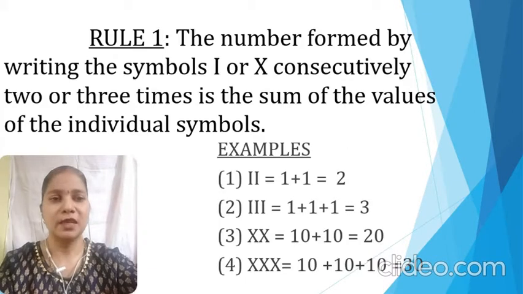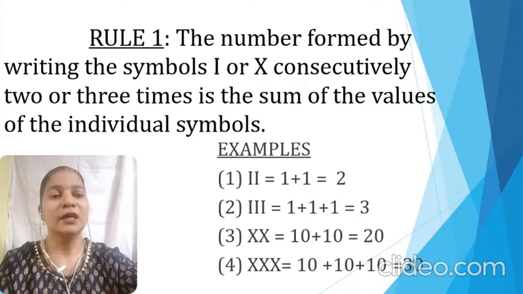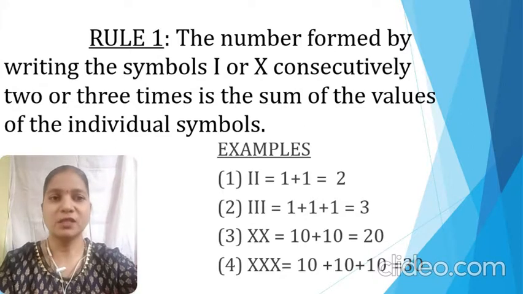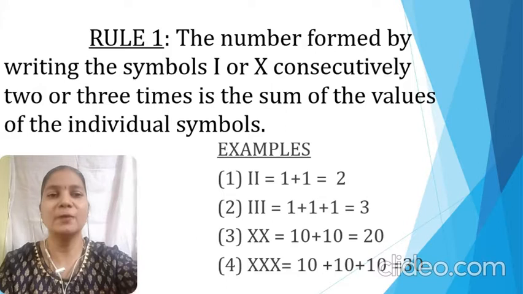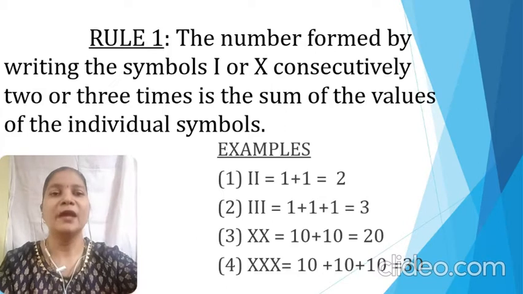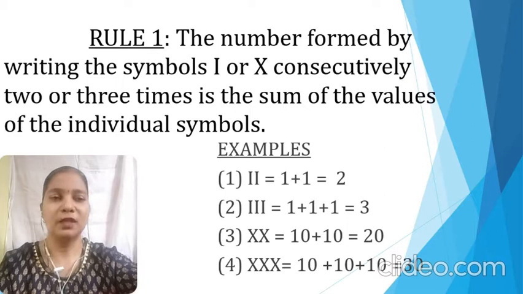X, first X value is 10, plus second X value is 10, and again third X value is 10. 10 plus 10 plus 10 is 30. That means II means 2, III means 3, double X means 20, triple X means 30.